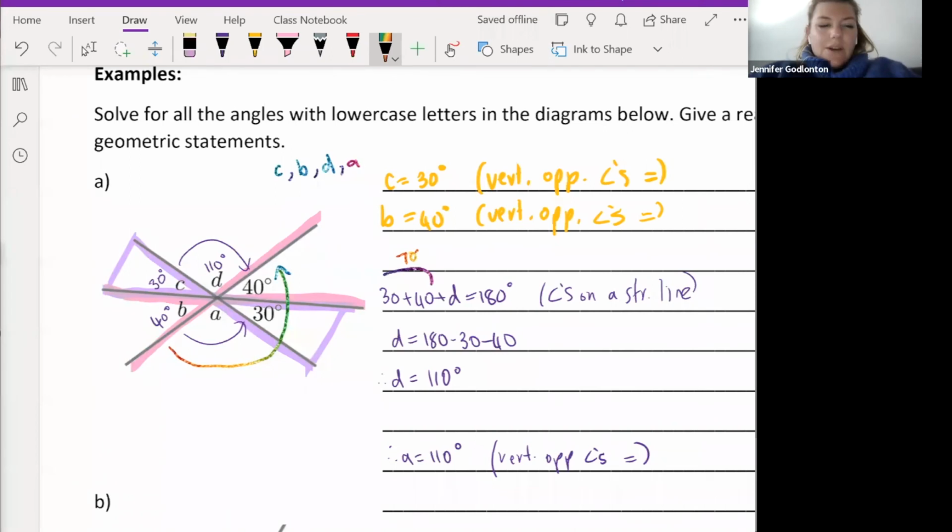Adjacent and vertically opposite angles. So adjacent angles on a straight line is different. The adjacent angles on a straight line is dealing with this one, and then vertically opposite angles is dealing with that one.